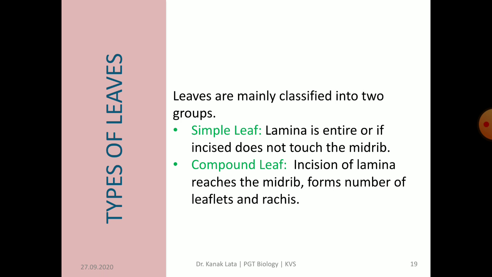Now let us see about types of leaves. Leaves are broadly classified into two main groups, that is simple leaves and compound leaves. In simple leaves, the lamina of the leaf is entire, or if incised, the incision does not touch the midrib. Whereas in a compound leaf, the incision of the lamina touches the midrib and it forms a number of leaflets and rachis. Simple leaves have no further division, but compound leaves are further classified.